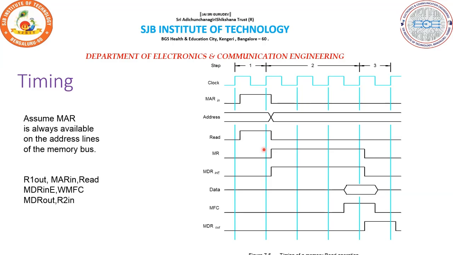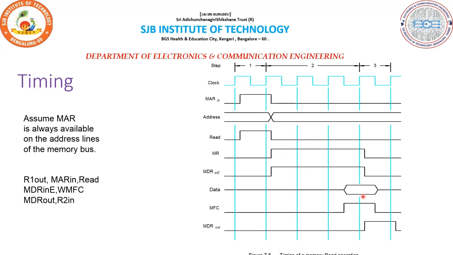Next are the actions 3 and 4. That is, wait for the MFC signal and load the MDR from the memory bus. Now actions 3 and 4 can also be combined by activating the MDRin signal. So here you are able to see MDRin while waiting for the response from the memory. Thus the data received from the memory is loaded into the MDR as soon as MDRin is activated.